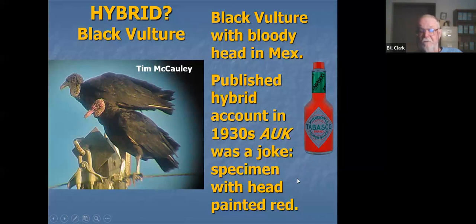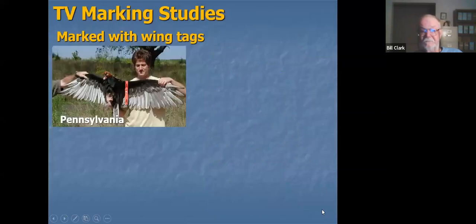So some of their friends got a mount of a black vulture, and they painted the head red, and they stuck it out in this marsh where the McIlhenny brothers would see it, but they couldn't get to it. Without them knowing it, the McIlhenny brothers, who were diligent scientists at the time, wrote it up in the 1930s in the Auk as a hybrid between a black vulture and turkey vulture. It wasn't until many years later that a turkey vulture researcher found this and then published the retraction.